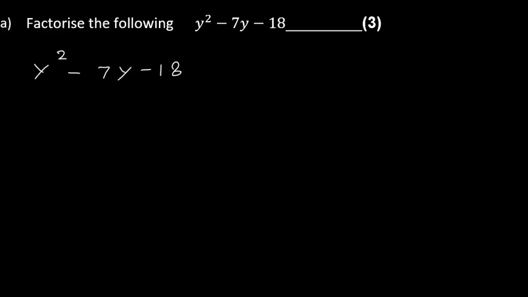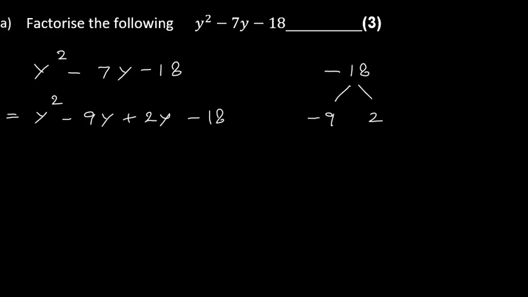So for that, we find two factors of minus 18 whose addition is minus 7. Easily you can figure out that you will take minus 9 and 2. So you will write this as y square minus 9y plus 2y minus 18. The product of minus 9 and 2 is minus 18 and the sum of minus 9 and 2 is minus 7.